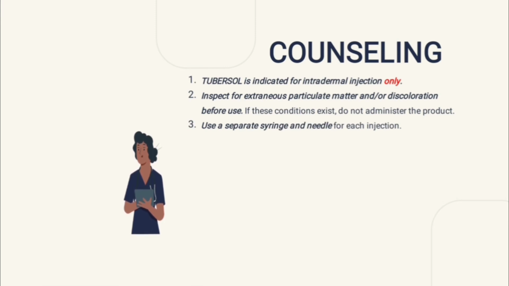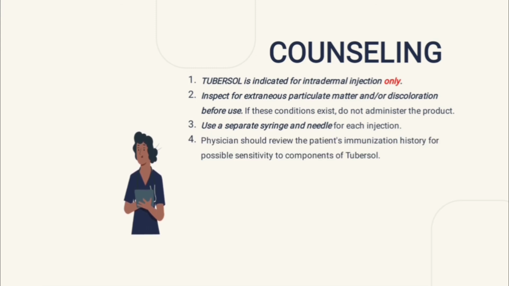Number 3, use a separate syringe and needle for each injection to avoid infection. Now you have to always dispose of a needle. You cannot reuse a needle. Dispose it after use. Number 4, physicians should review the patient's immunization history for possible sensitivity to components of Tuberculin. In this way, the physician would recommend another drug or another way to test if the patient has tuberculosis or not.